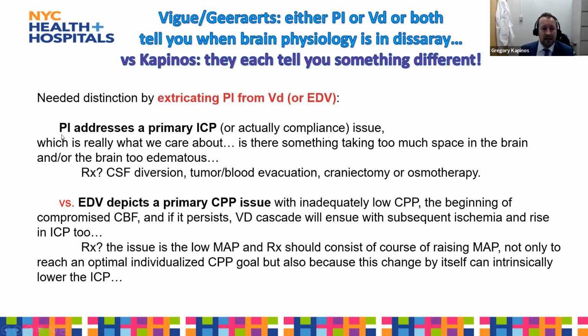If my PI is abnormal, it means that my primary issue is truly that the ICP will subsequently go up. The compliance is very altered. So the brain is histoedematous, there's something inside the skull that makes the compliance go down. The ICP will subsequently go up. That is a bad thing. What is the treatment for that? CSF diversion, remove that tumor or the blood, the hematoma in the skull. Do a craniectomy for decompression. Do osmotherapy to shrink the brain.